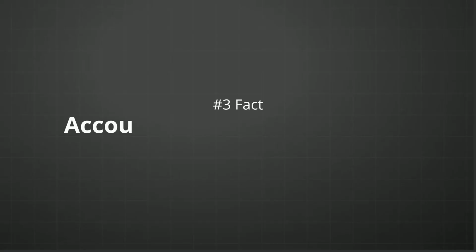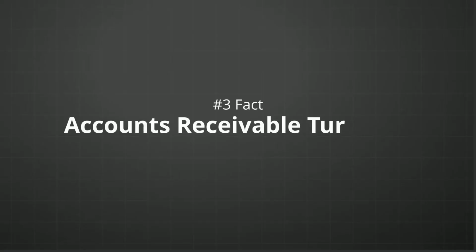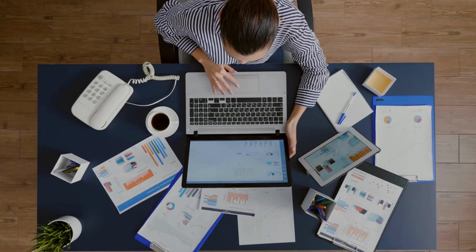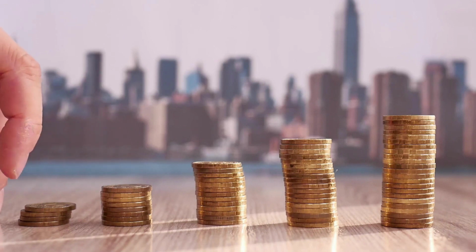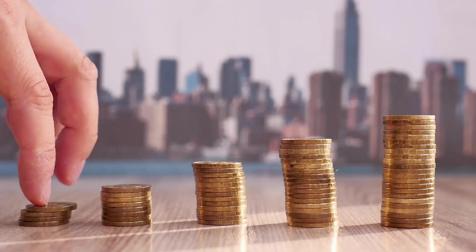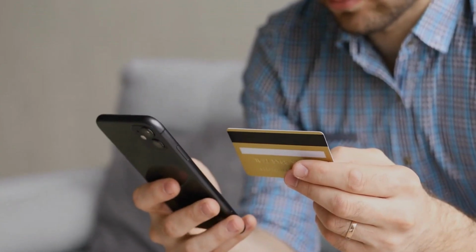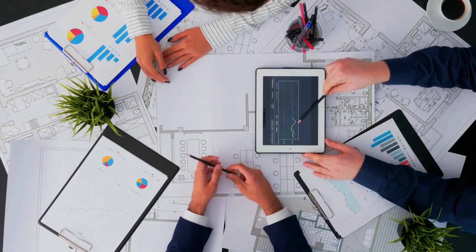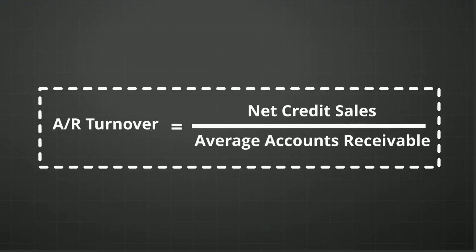Third, accounts receivable turnover. This activity ratio examines how well your business is at managing its receivables. A higher figure means you are efficient in collecting receivables and that many of your customers quickly settle their debts. Also, a high accounts receivable turnover indicates that your company doesn't extend credit or runs mainly on a cash basis. Accounts receivable turnover is equal to net credit sales over average accounts receivable.